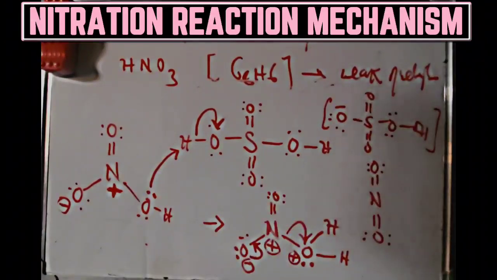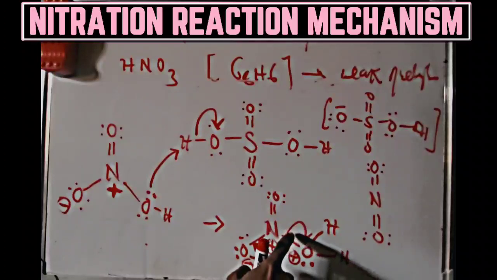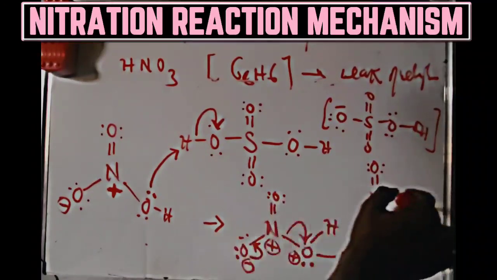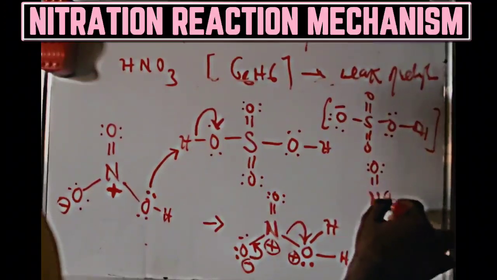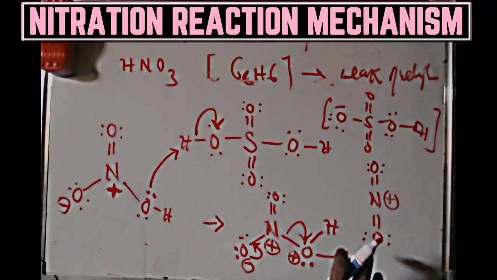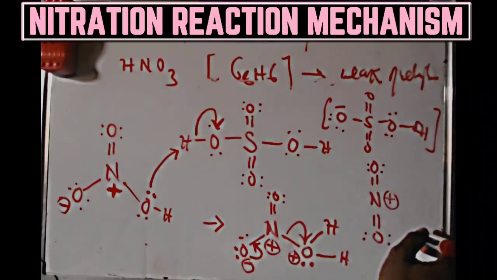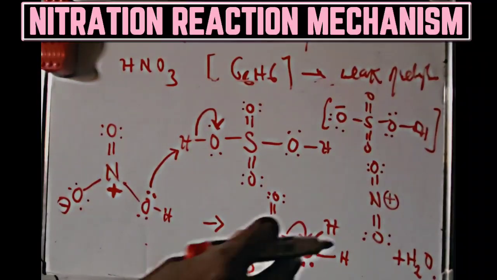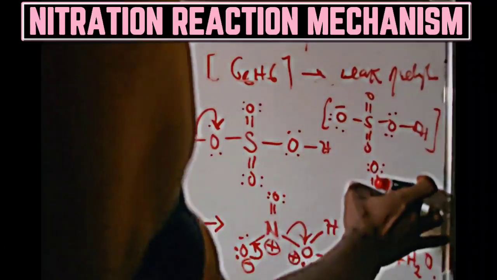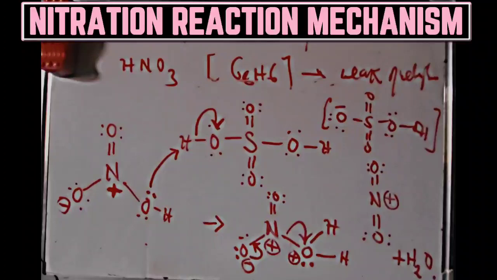All right, so remember there was an electron drift to oxygen, so there is a net positive charge here still evident. So we're going to have this. All right, and this has detached itself. So we're going to have plus water, plus H2O. So you can see this. Essentially what we want to produce to nitrate the benzene is the nitrosonium ion, as you can see here.